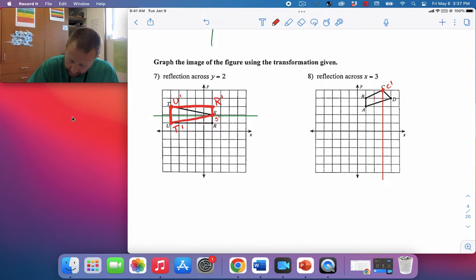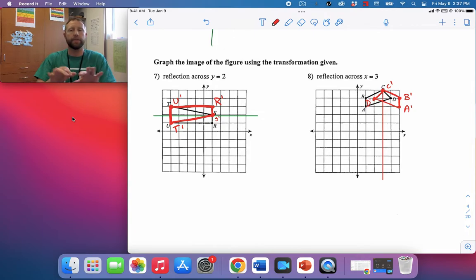Move it so it's 1 point away on the left. Okay, there's D prime. B is 2 spaces away on the left, so move it so it's 2 spaces away on the right. There's B prime. A is also 2 spaces away from that line of reflection on the left. I need to just move it so that it's 2 spaces away on the right. So there's A prime. And then just connect your new points. And it should look something like that.